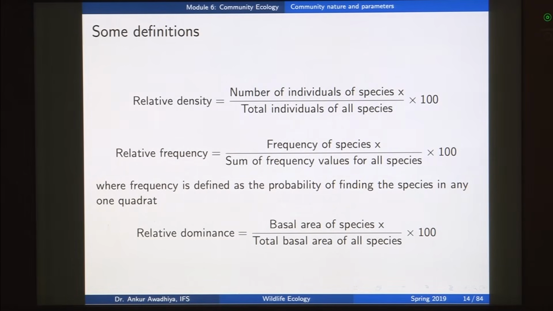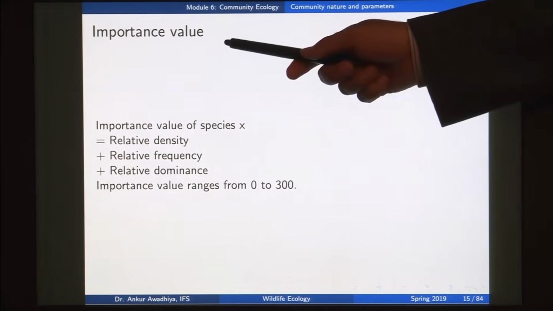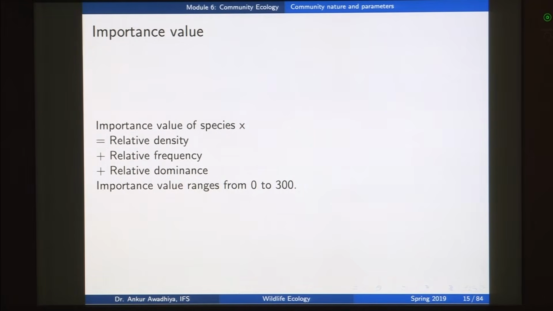So, the importance value varies from 0 to 300, and the higher the value a particular species has, we say that that particular species is very important for this particular community. So, that is about the importance value of any particular species in any community. So, this is a way in which we can describe a community.